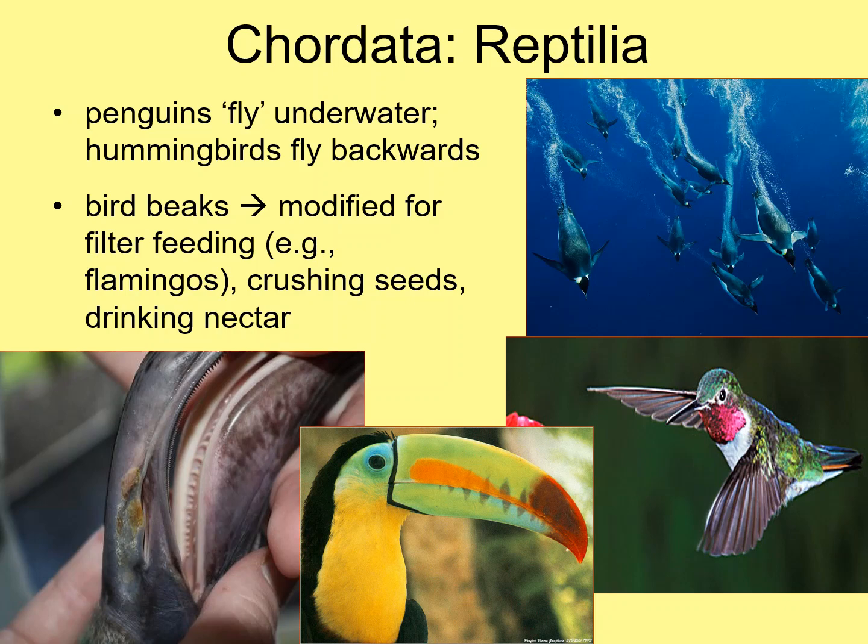Anything that's bigger than the holes in the filter stays behind, and you get to eat that. And then the water and the stuff that you don't want, like dirt and things like that, can go back out the other side. And so that's what we have, interesting modifications to the beak, especially in flamingos.